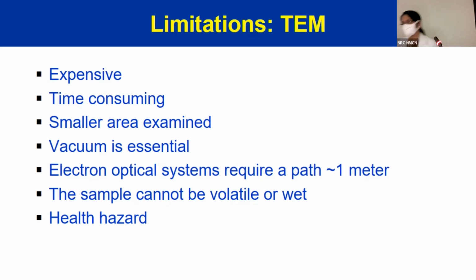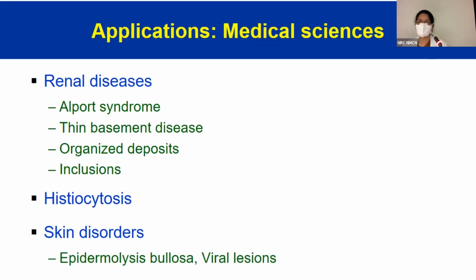So the other thing is it is expensive. Yes, it is time consuming. A smaller area, of course, is examined. Vacuum is essential. There are electrical and optical systems which are required. The sample cannot be volatile. It cannot be wet. The processing is so technique dependent. And of course, as I said, because you use a lot of hazardous chemicals, it can be a health hazard if you do not work properly in an electron microscope laboratory.